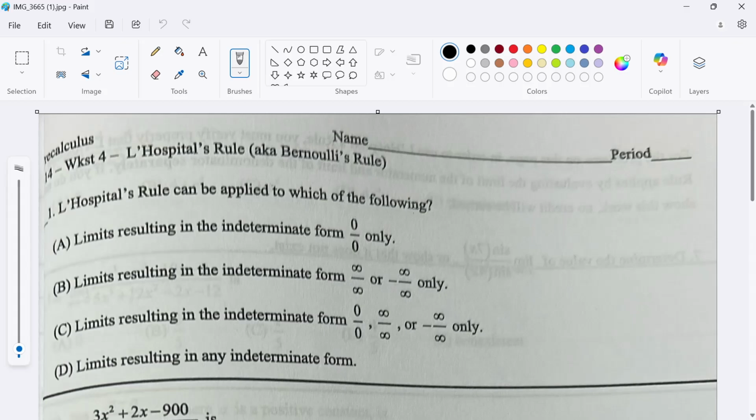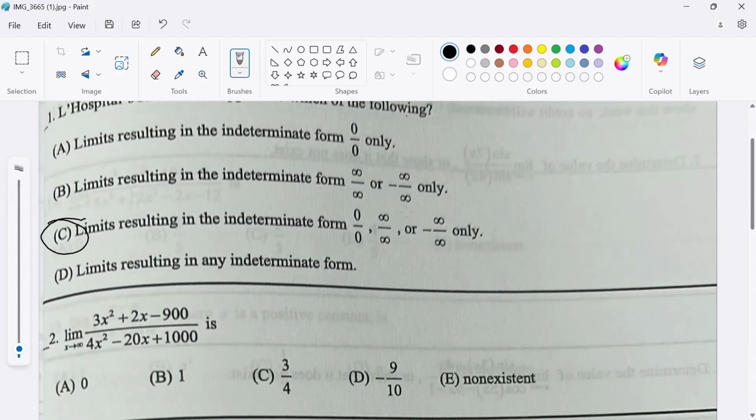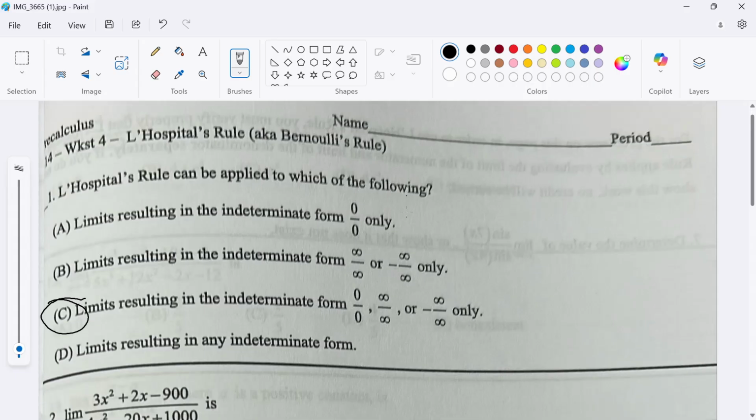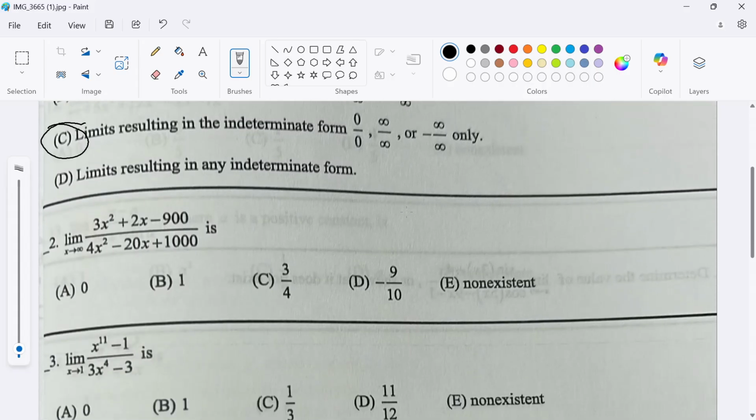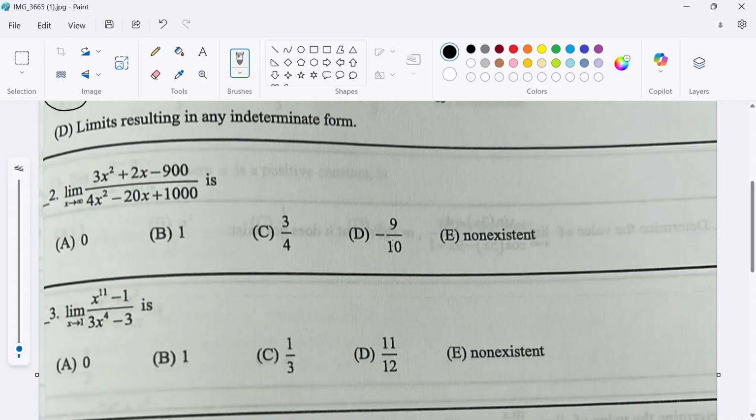Well, it can be applied when you work the limit, if it's 0 over 0, or infinity over infinity, or negative infinity over negative infinity. That's C. I have to work 1 through 6, and then 9, 11, 13. So I'll do 1 through 6 in this video, and then I'll do the other ones in the next one.